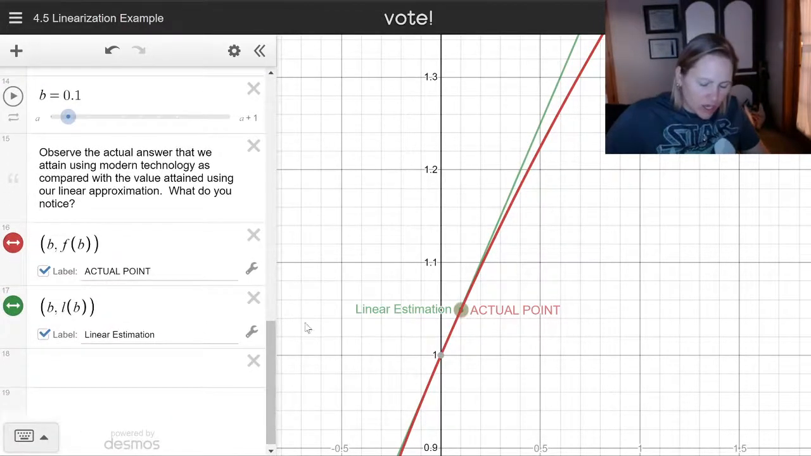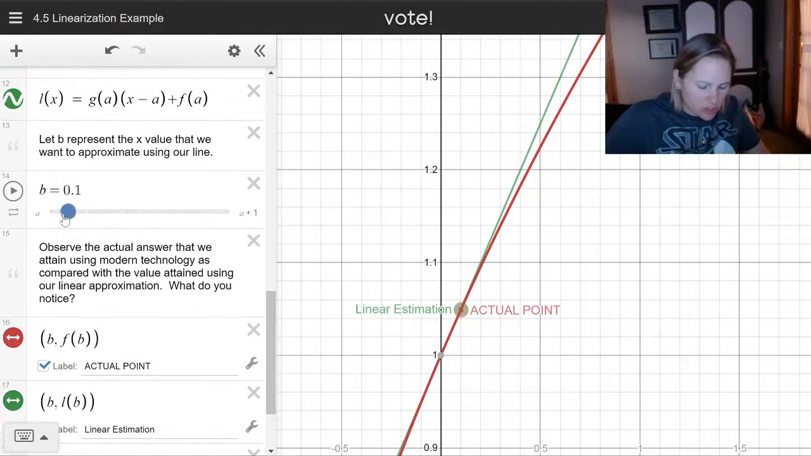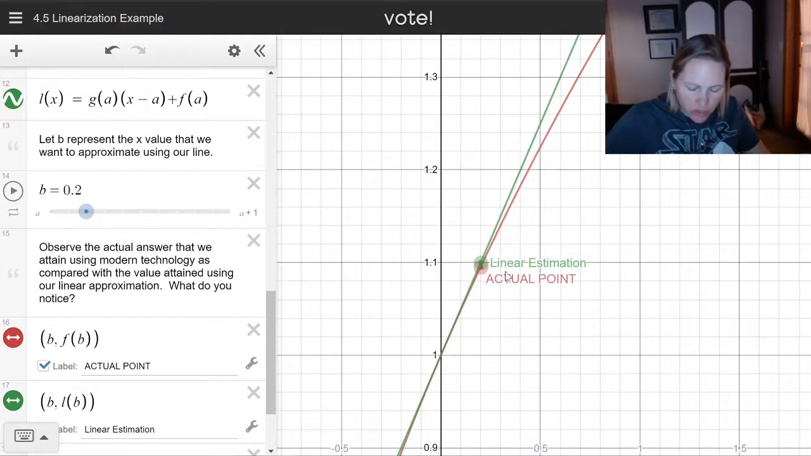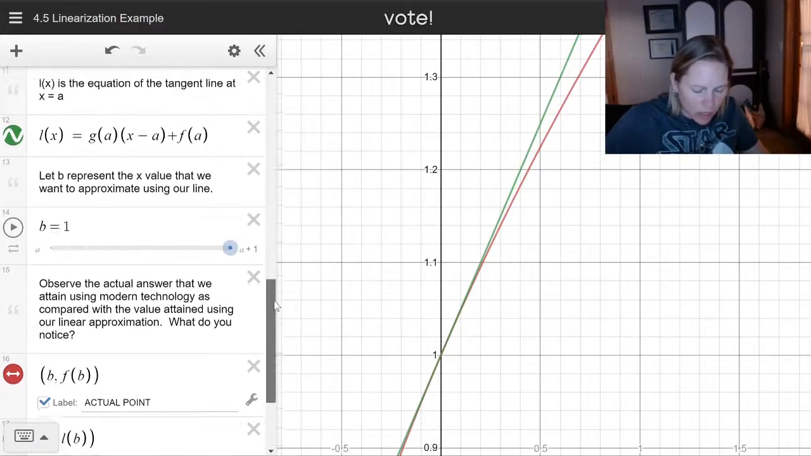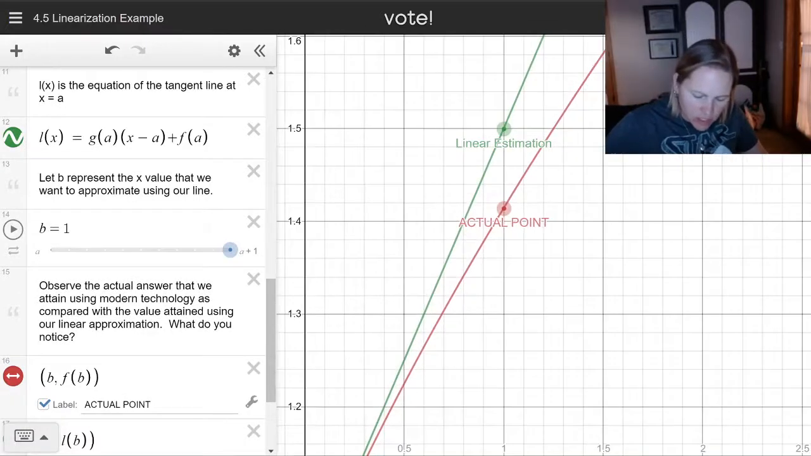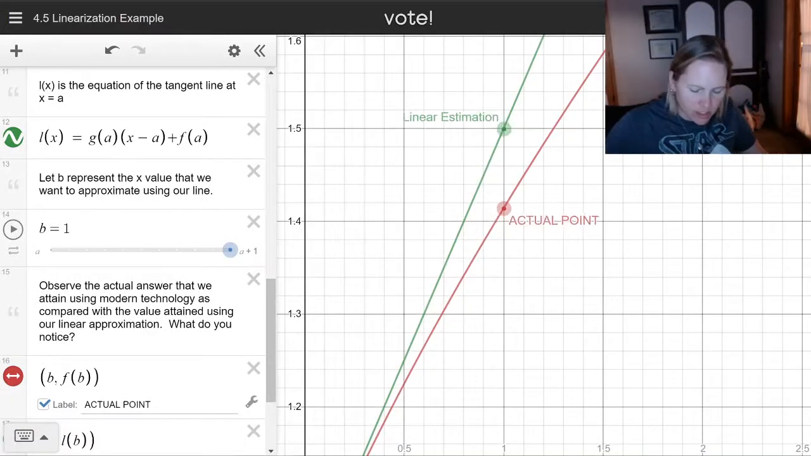As I move, suppose I want to estimate where I have an x value of 0.2. Well then my linear estimation, check it out, is getting further and further away. If I want to plug in 1, I've created a situation where look how far away that is. My actual point is something like 1.4-something, whereas my linearization is at 1.5. So it's getting way off.